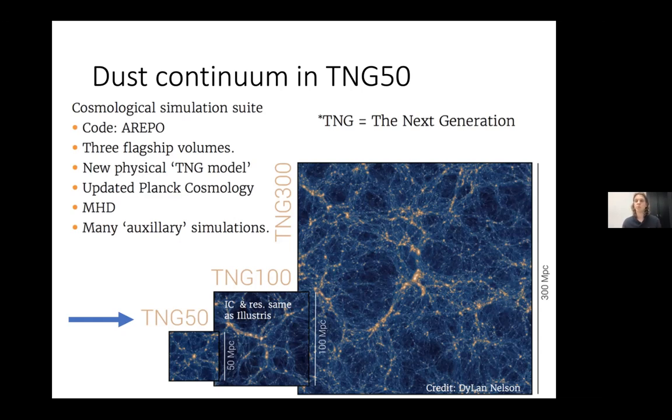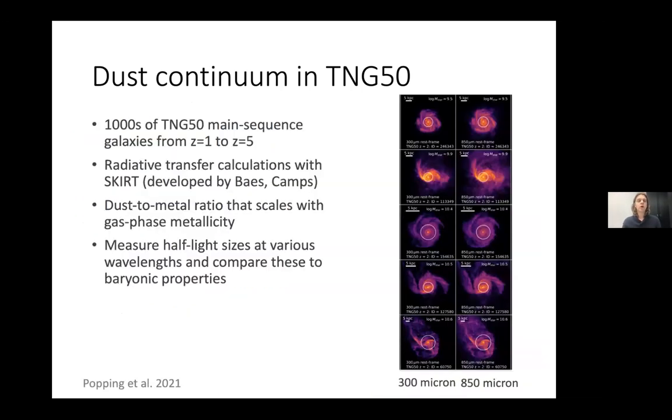And that's exactly what you want if you are asking yourself the question, how does the size of galaxies at various wavelengths evolve as a function of stellar mass or metallicity, etc.? So what we did is we took thousands of these TNG50 main sequence galaxies from redshift 1 to redshift 5, and then we post-processed these with the radiative transfer code SKIRT, which is developed mostly by Maarten Baes and Peter Camps, to create mock images at various wavelengths, running from the UV all the way to millimeter wavelengths.